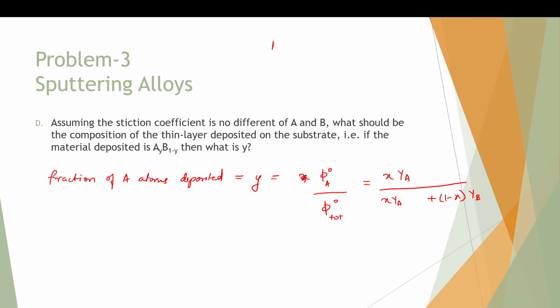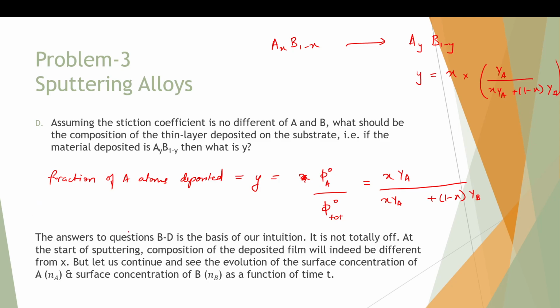So, earlier A_X B_(1 minus X) was there, so this was there in the target. Now we have deposited A_Y B_(1 minus Y), where this Y depends on X in the following manner. So, this Y is nothing but X times some number. What is the number? Y_A upon X Y_A plus (1 minus X) Y_B. Okay. So, then this is not desirable, right? We do not want this to happen.